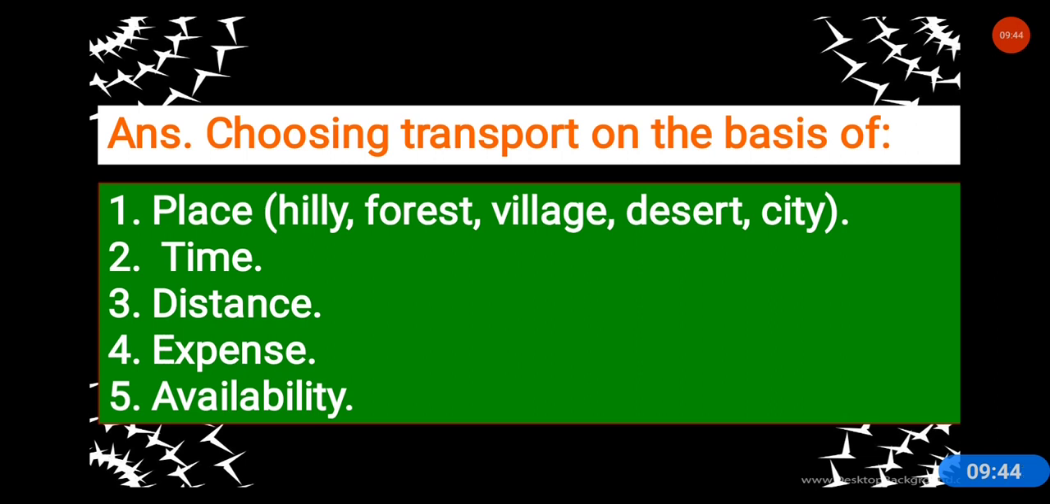Then, availability. As I told you, for catching aeroplanes you have to move to other cities. Then you have to decide whether you will go by aeroplane or by train, whichever is feasible for you. Maybe going by aeroplane will be costly for you because your budget is very small, and it is also not available in your area. You have to move to other cities. So these are all the things that you need to keep in your mind before you decide your transport, right? Understand?